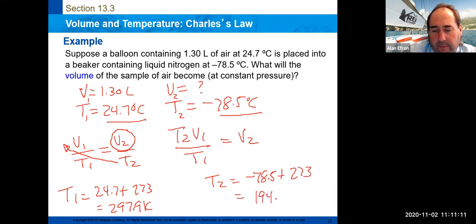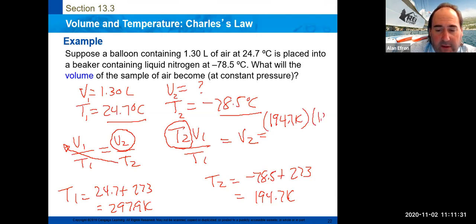At this point, again, we've got the temperatures in the right units. Also really important to make sure you get the T2 in the right location here. It's going up on top, so that's going to give us 194.7 Kelvin times our V1, which is 1.3 liters, divided by our T1, which is 297.9 Kelvin. Again, our Kelvins are going to cancel, and our volume is going to be in liters since that's the unit that's left over.